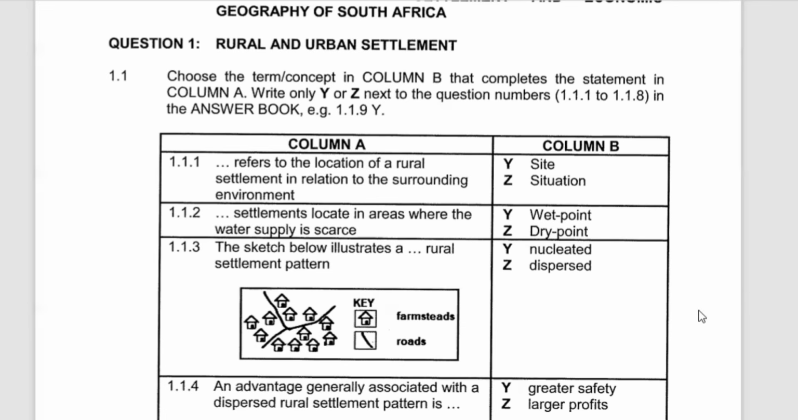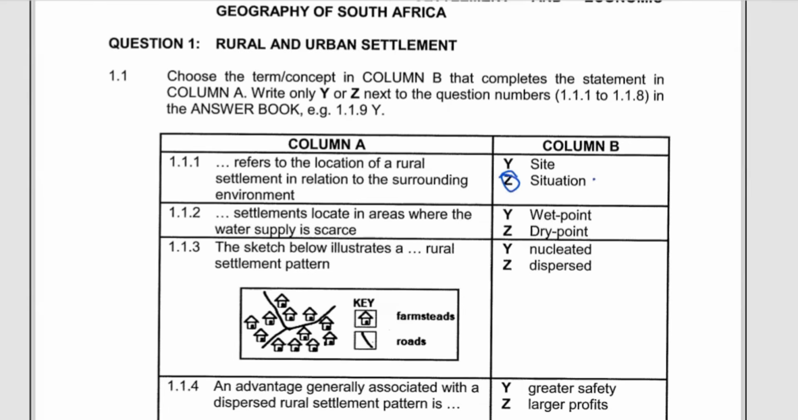Right, the first question is saying, dash refers to the location of a settlement in relation to the surrounding environment. When we are looking at the location of a settlement in relation to the environment, that is the situation of a settlement. For a site, we are looking at the exact ground on which a settlement is established.